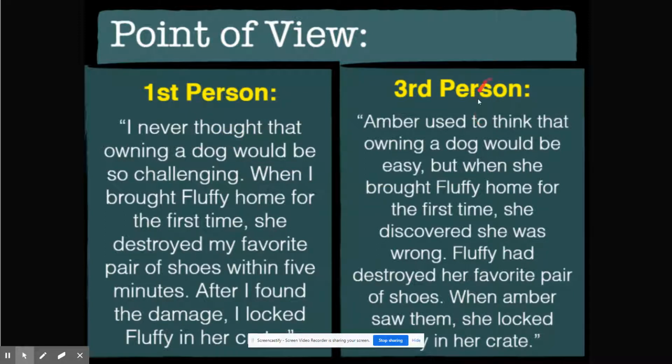Now, third person is talking about somebody else, right? So think of Pooh Bear and the other narrative. So we're going to be talking about somebody else. So we're going to use words like their names, Amber, she, right? Or Fluffy. So, Amber used to think that owning a dog would be easy, but when she brought Fluffy home for the first time, she discovered she was wrong. Fluffy had destroyed her favorite pair of shoes. When Amber saw them, she locked them in her crate. So this third person is just to understand that we don't use I, me, or my in third person.